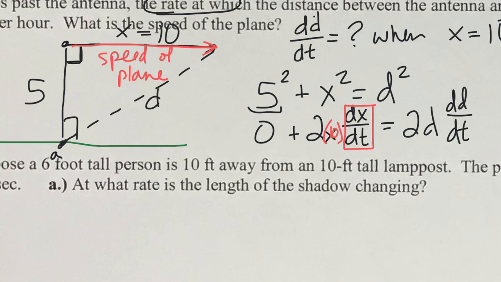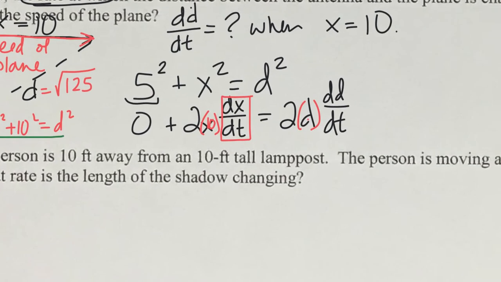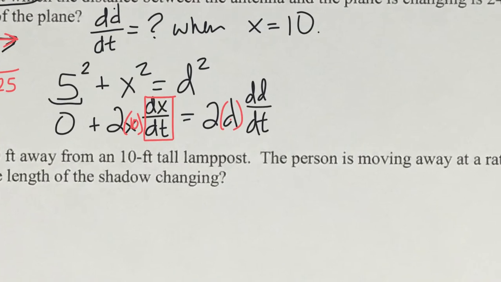We don't know the distance, but we can Pythagorize to figure out what the distance is. Yes, 5 squared plus 10 squared equals d squared. So the distance is the square root of 125. That's 100 plus 25 is 125. Okay, so we know all this information. That's fantastic. Let's go ahead and put everything that we know in there.